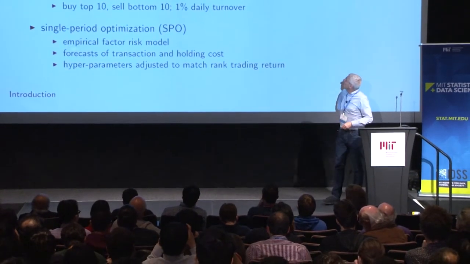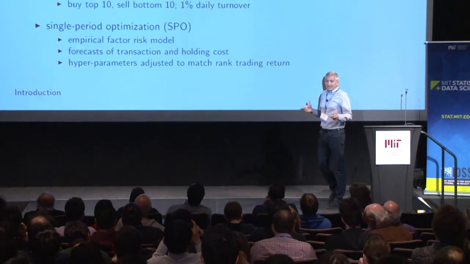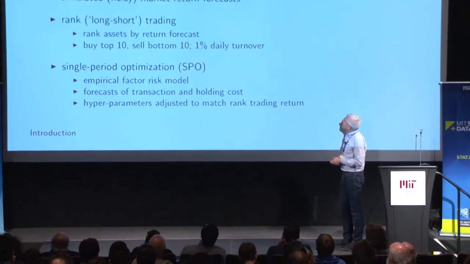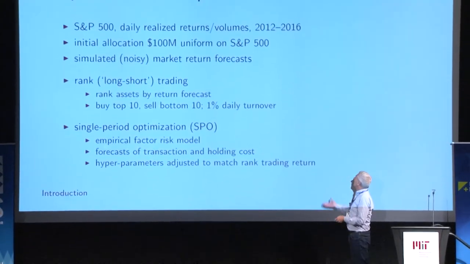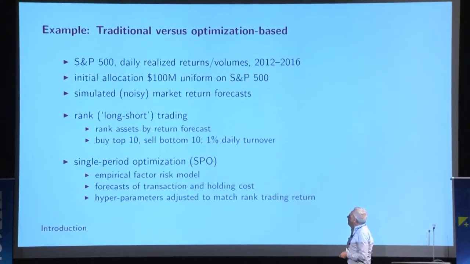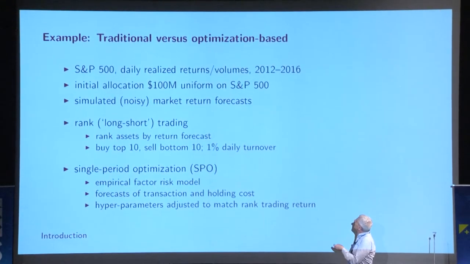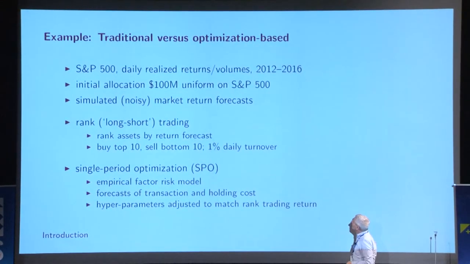Okay. So let's look at a quick example. We'll take the S&P 500. This doesn't matter. We'll take the daily realized returns and volumes over some four-year period. We'll start with $100 million. This is stupid, but just uniformly spread over all of them for no reason.